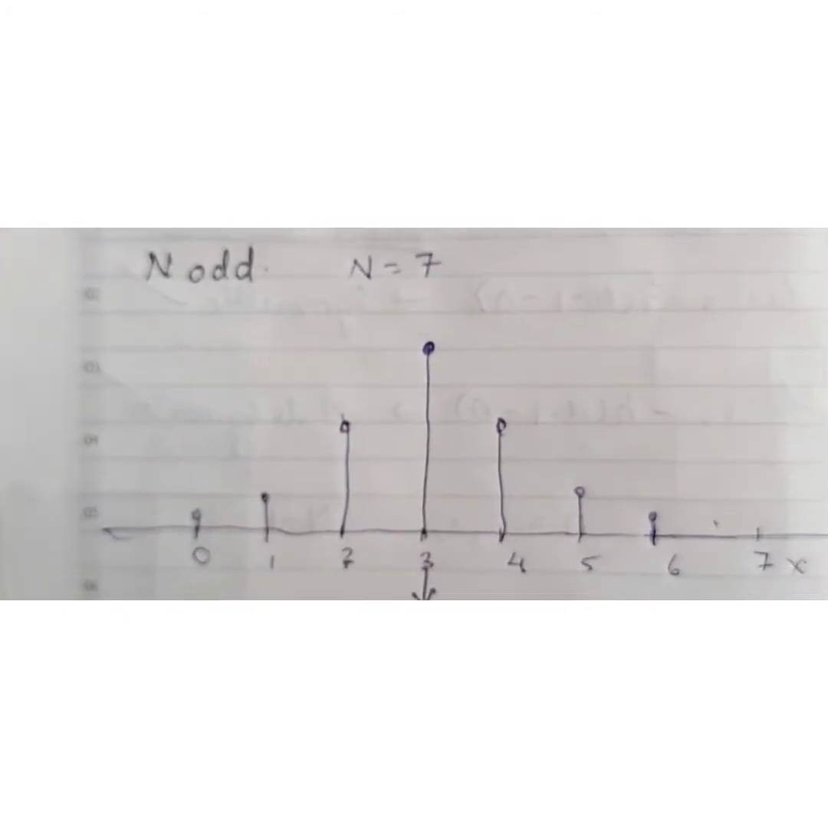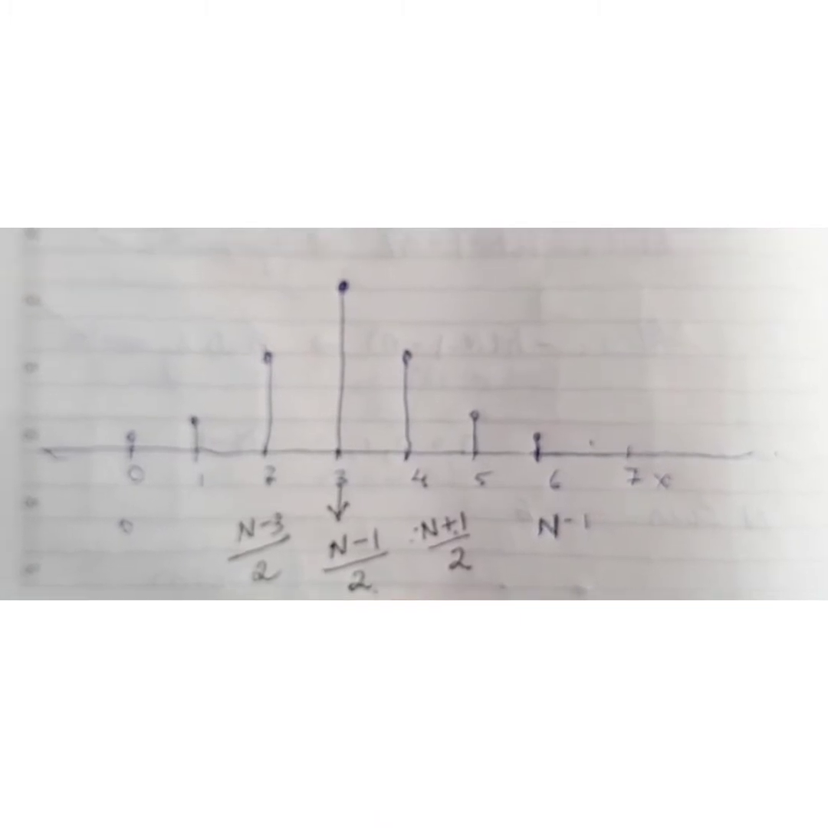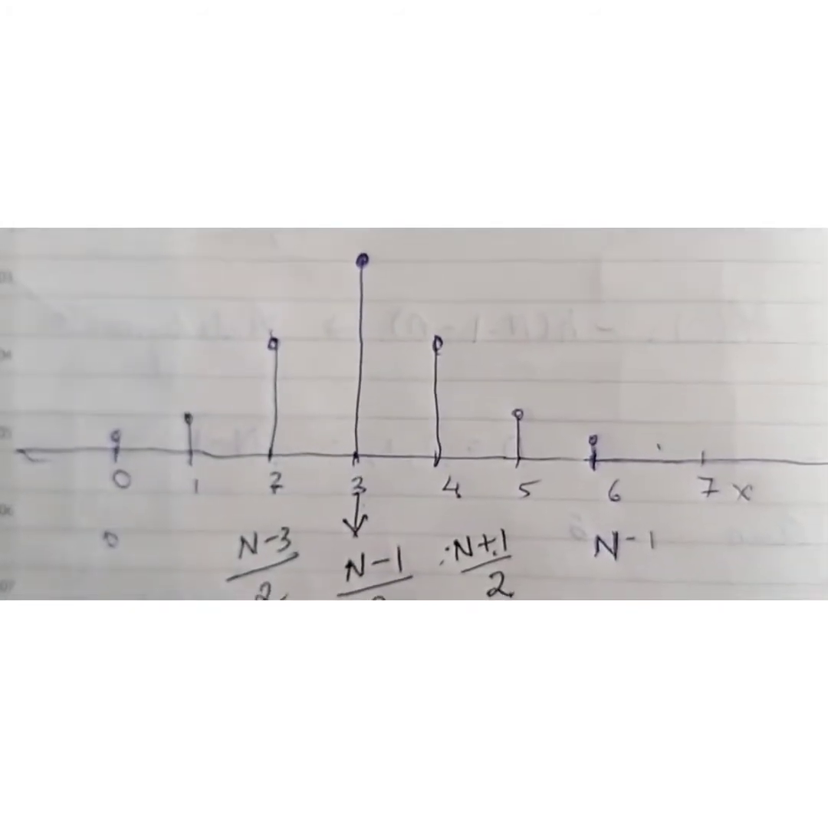For capital N odd, it is the same. The only thing is, if capital N is odd, the values will vary from 0 to N minus 1 again. Suppose it is 7. Then what is the mid value here? The values vary from 0 to 6, so the midpoint is 3. I can write the midpoint value again as N minus 1 by 2. Sample 2, how do I express it? 7 minus 3 by 2 is 2, so I can write it as capital N minus 3 by 2. How do I write 4? I can write it as N plus 1 by 2, that is 7 plus 1 by 2. This is how I can express it.